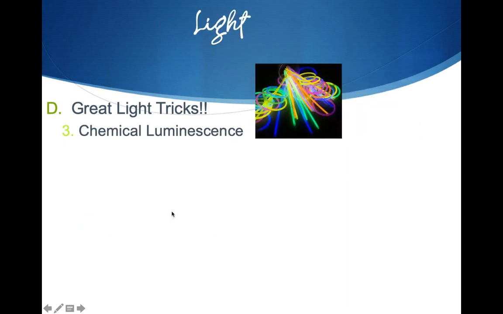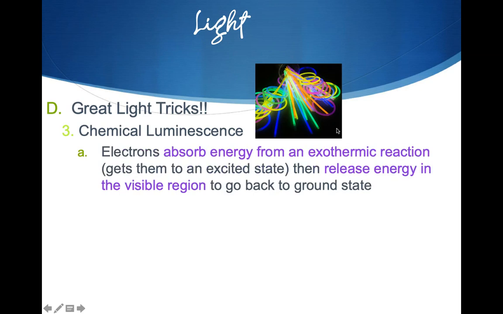And then the last demo I did was chemical luminescence. So this is your glow stick kinds of things, right? The electrons are absorbing energy from a chemical reaction, and it has to be exothermic because that means energy is being released. Then the electrons take that released energy to get up to their excited state. At some point, they can't stay in that excited state, so they release the energy. It releases in the visible region, and it goes back to the ground state.